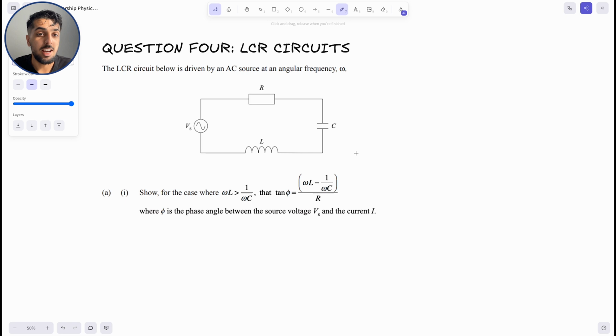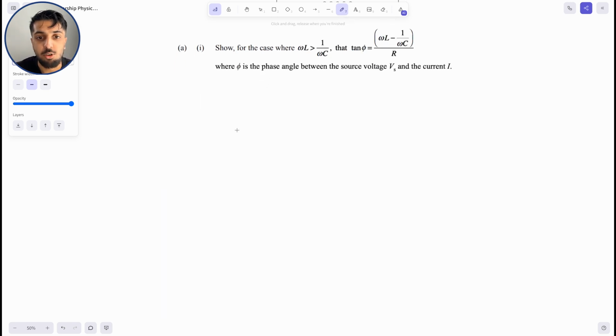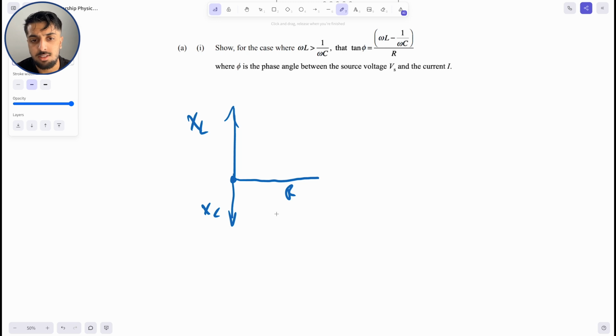Okay, question 4. The LCR circuit below is driven by an AC source of angular frequency omega. Show for the case where XL is greater than XC that tan phi is equal to that equation there, where phi is the phase angle between the source voltage and the current. So if we have our phasor diagram, this is the middle, this is going to be our XL and this is our XC, and this is going to be our resistance. This is our source voltage or our total impedance, and this is our phi.